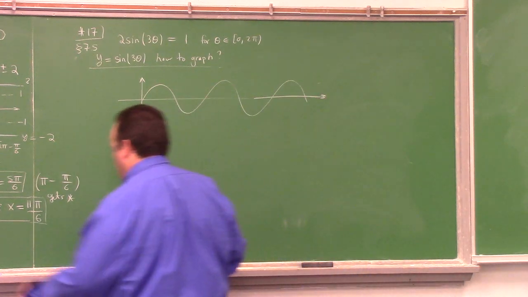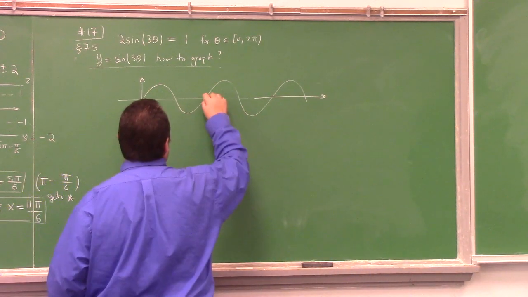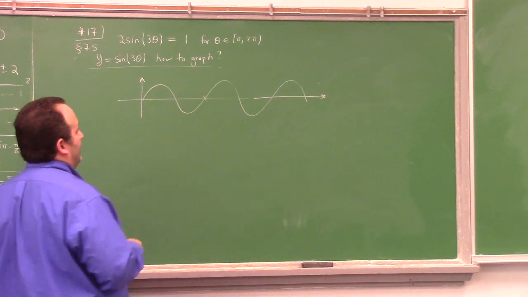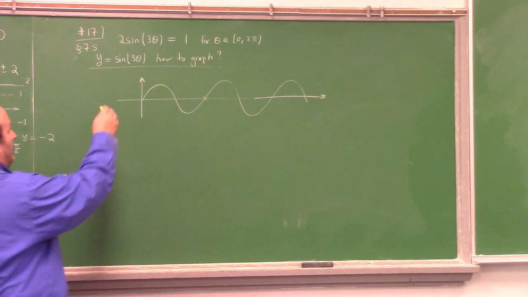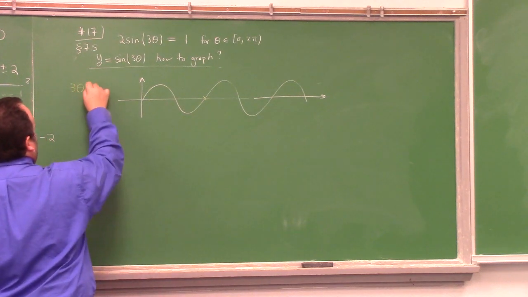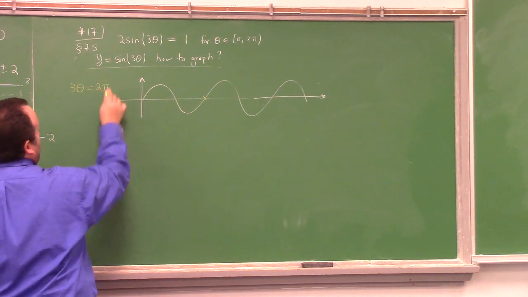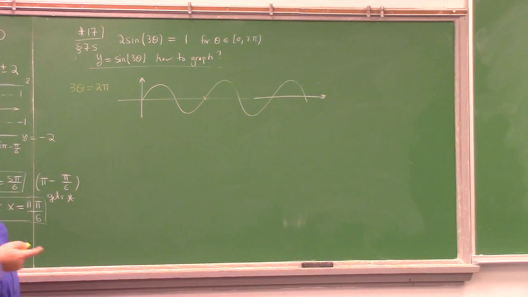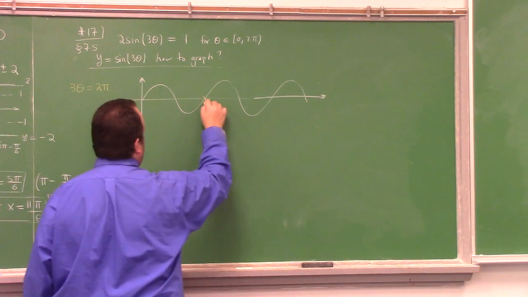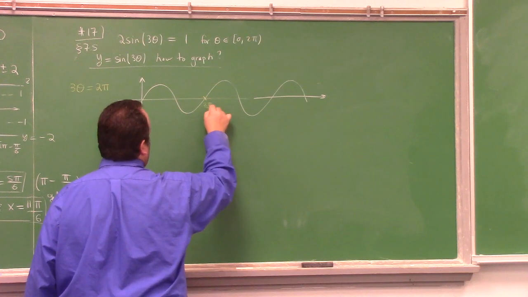So think about this, guys. When is sine 3 theta going to reach that point I just checked? That should happen when 3 theta equals 2 pi, right? Because that's when we go full cycle. So that tells me that that's actually 2 pi over 3, right?